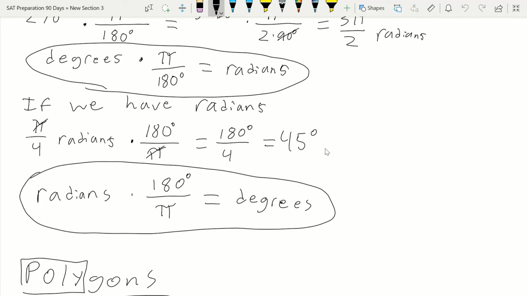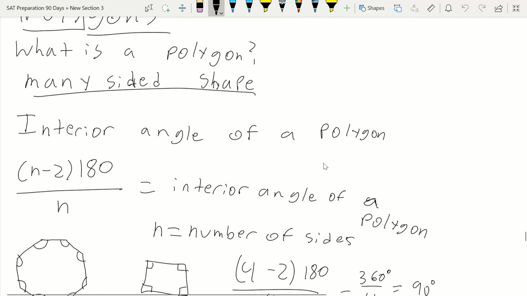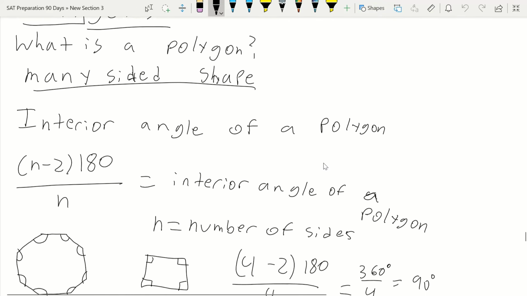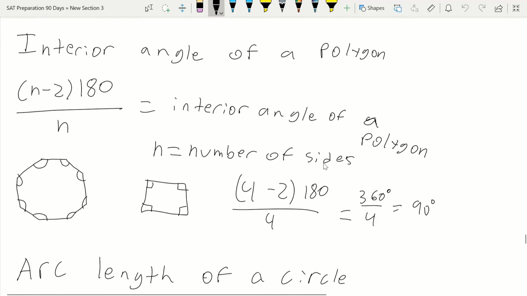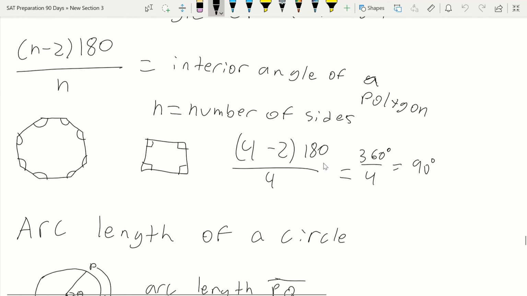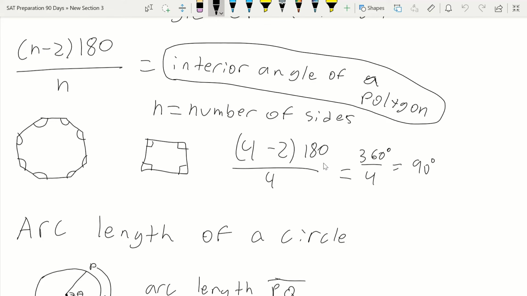All right, so now let's go ahead and move on to polygons. Like I said, a polygon is a shape with many sides. The prefix poly means many, so we've got a many-sided shape. We know that the interior angle of a polygon, I think that's pretty much everything you need to know about a polygon. I've never seen anything else.